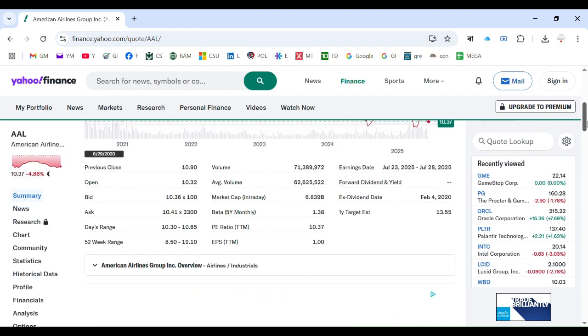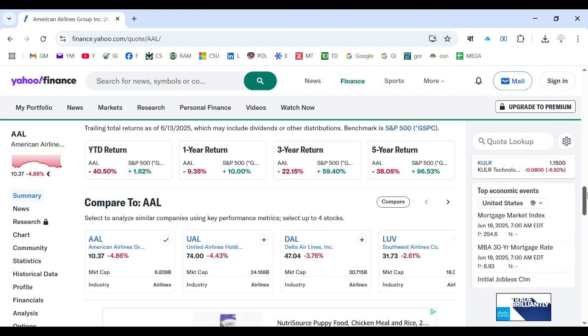And now what about financials? Okay, before that let us see the year-to-date return. It is minus 40.50% compared to the S&P 500's plus 1.62% return. What about 1 year? In 1 year it is down by 9.35%, while the S&P 500 went up by 10%. What about 5 years? It tells you the same story. It is in the negative direction, and the 5-year S&P 500 return is significantly higher. It is plus 96.53% compared to minus 38.05% for AAL.